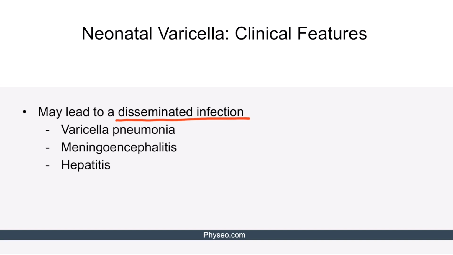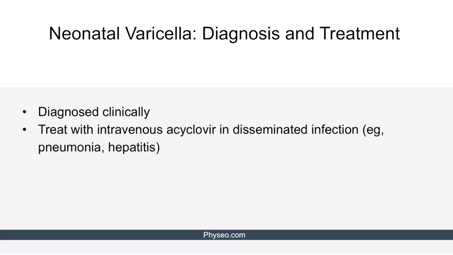So how do you diagnose this? Well, like most dermatological conditions, you diagnose it clinically, and you treat it with IV acyclovir, which you give to the child in cases of a disseminated infection. For example, if they develop pneumonia or hepatitis or meningoencephalitis. Otherwise, you don't need to treat.